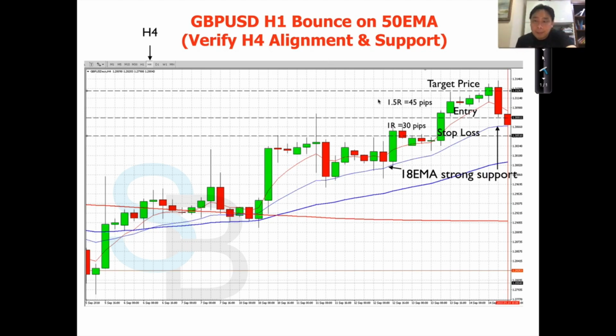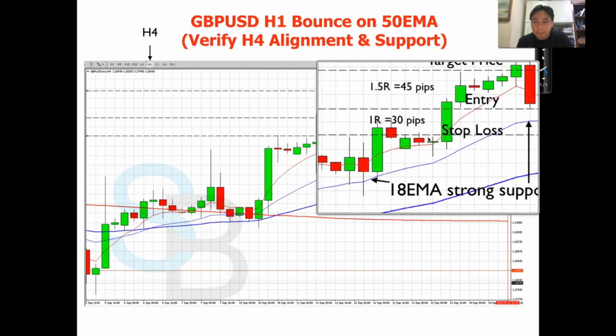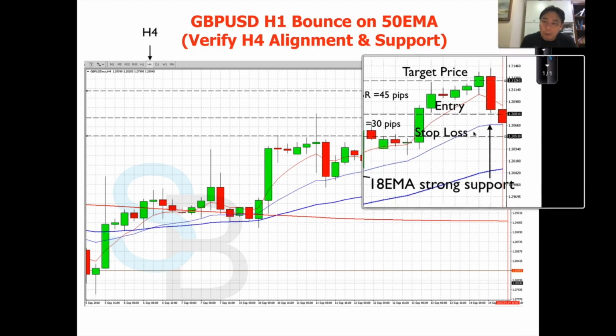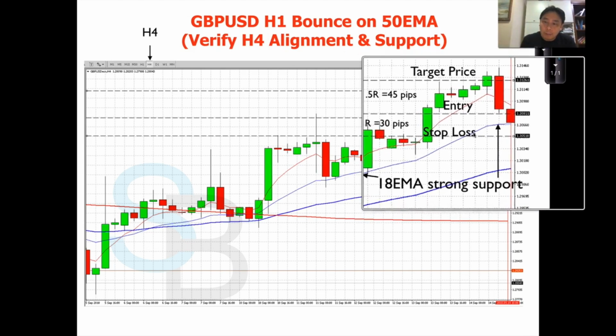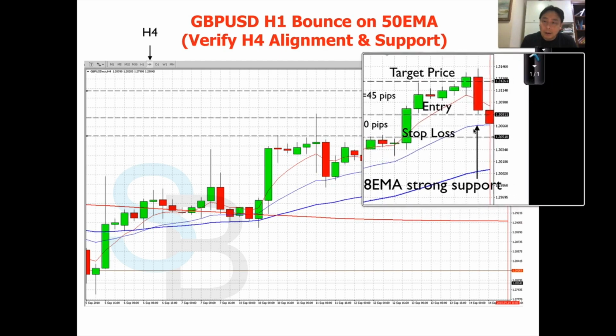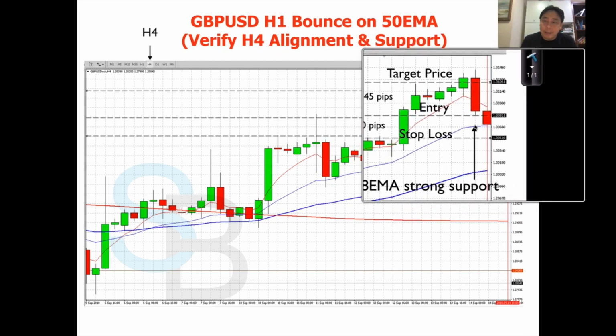So in this case, my stop loss is over here. Let me zoom in a bit. Okay, stop loss is here, right? And you can see that my stop loss is below this blue line, which is the 18 EMA on the H4, right? So my stop loss is below the 18 EMA. The 18 EMA is a support that's protecting my stop loss, that I know the price is unlikely to break the 18 EMA. Now, how would I know that?